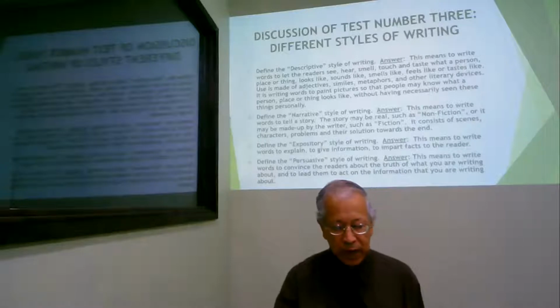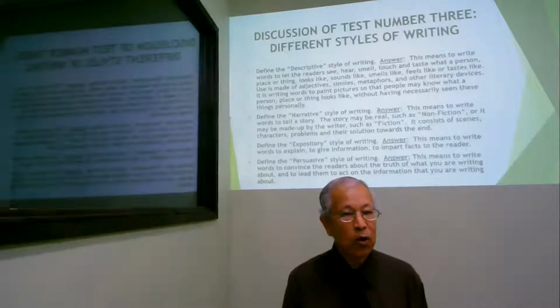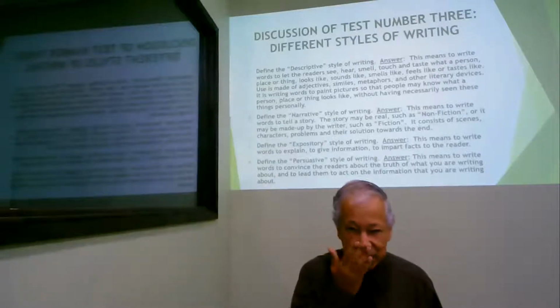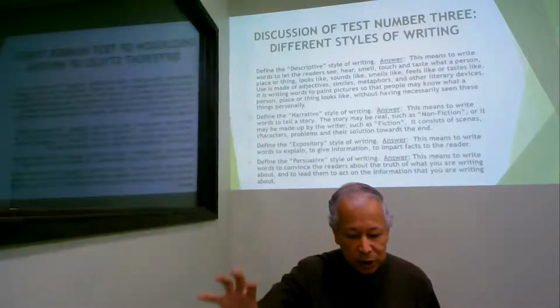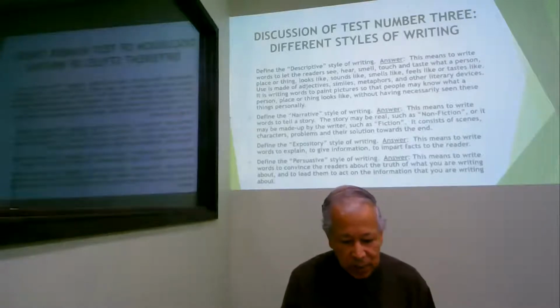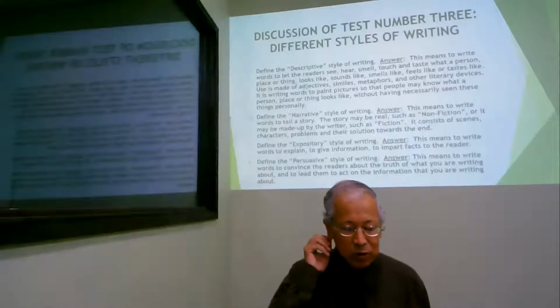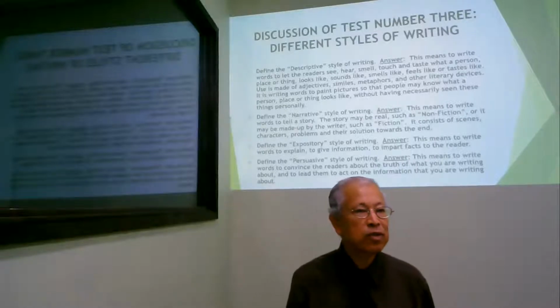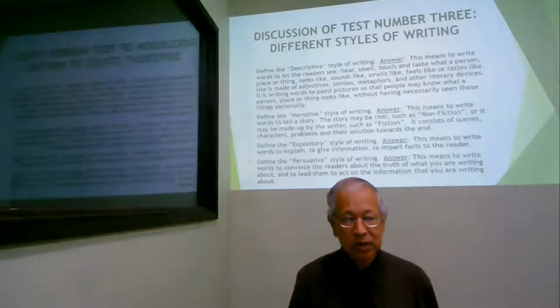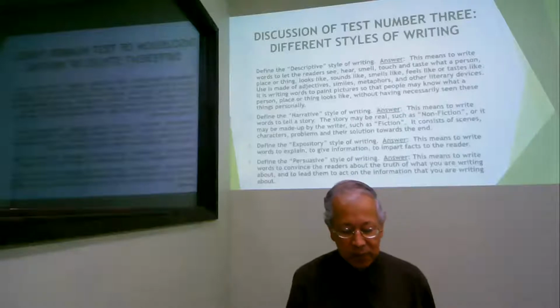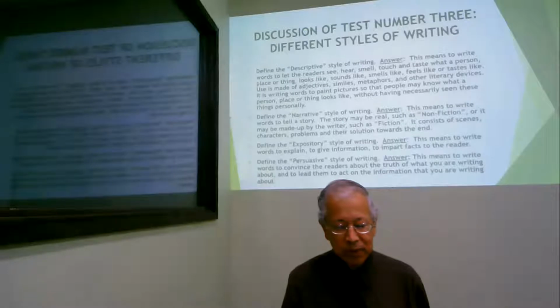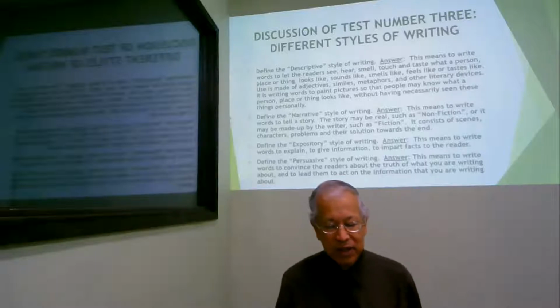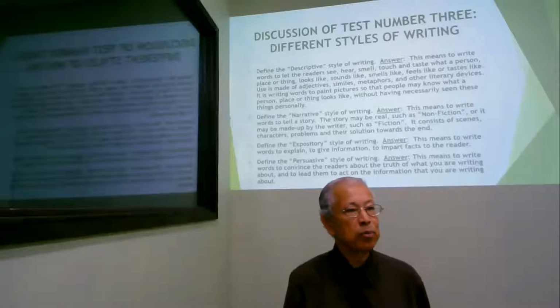You didn't have to write out everything I have here, but I put this means to write words to let the readers see, hear, smell, touch, and taste what a person, place, or thing looks like, sounds like, smells like, feels like, or tastes like. Use is made of adjectives, similes, metaphors, and other literary devices. It is writing words to paint pictures so that people may know what a person, place, or thing looks like without having necessarily seen these things personally. Any question on descriptive style of writing?